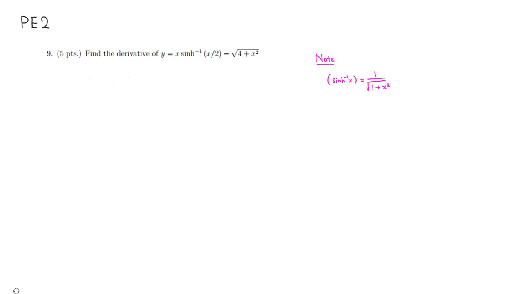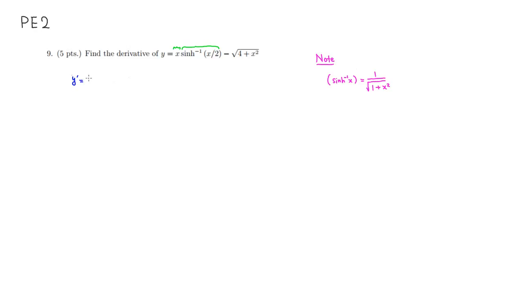Alright, let's look at practice exam 2, problem number 9. Let's find the derivative of this given function. So y prime is equal to... since the first term is the product of x and inverse hyperbolic sine of x over 2, I'm going to use the product rule here.